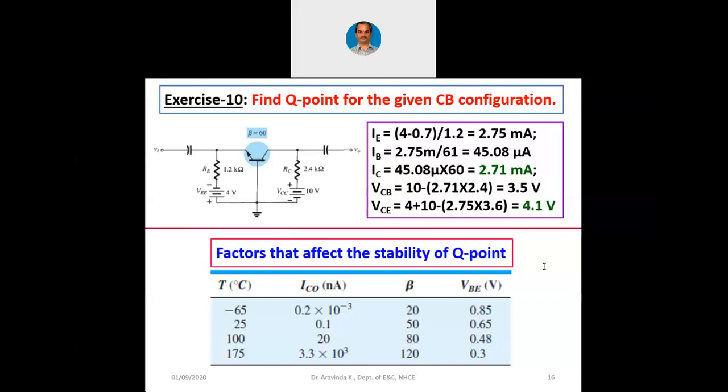Okay, there is a doubt. If temperature increases, resistance also increases. How does the current value increase? If temperature increases, resistance does not necessarily increase. Resistance can reduce also. It depends on the particular material. I am going to discuss those things later on.